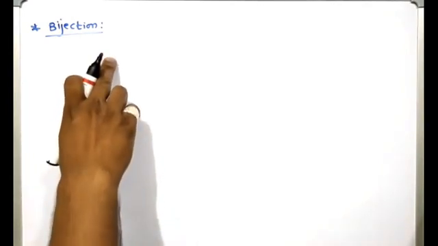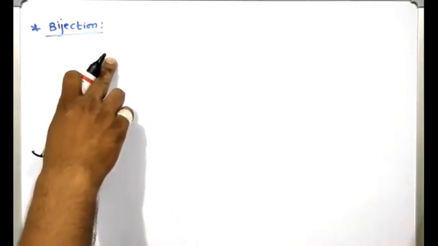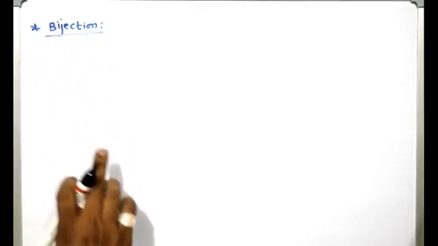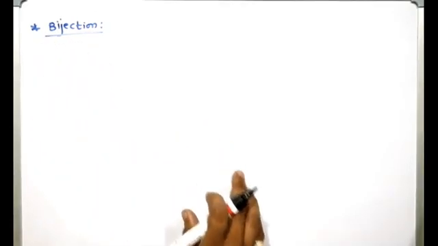So f from X to Y is said to be a bijection if f is one-one and onto, means the function f is both one-one and onto function, then we say that the function is bijective. So one-one function means injective function and onto function means surjective function.